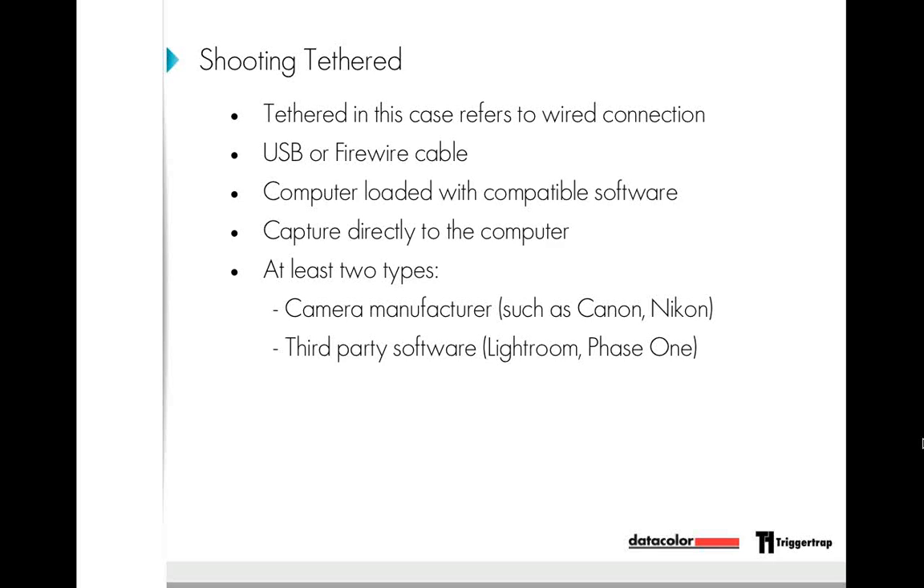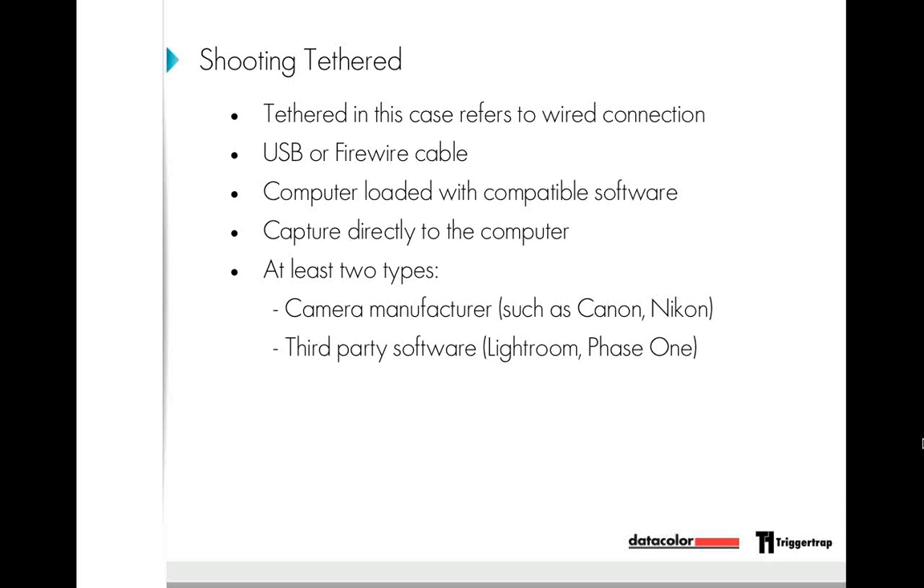In many cases, you can capture to the card in the camera and directly to the computer. But be warned, most of the time that slows the shooting tempo down. It has to write to both, and the card in the camera is quite a bit slower than, say, a FireWire or a fast USB connection. There's at least two types. The camera manufacturers, such as Canon and Nikon, make software for this.